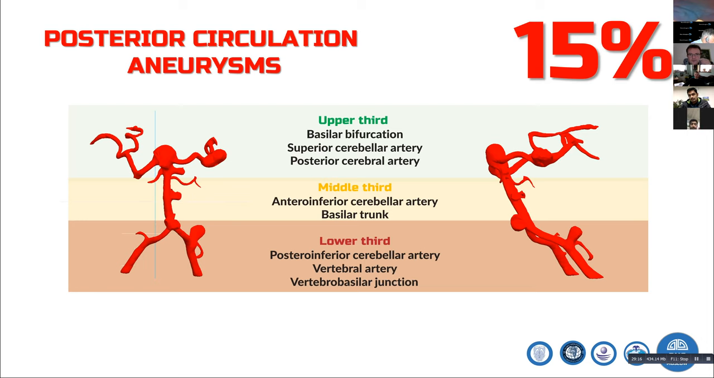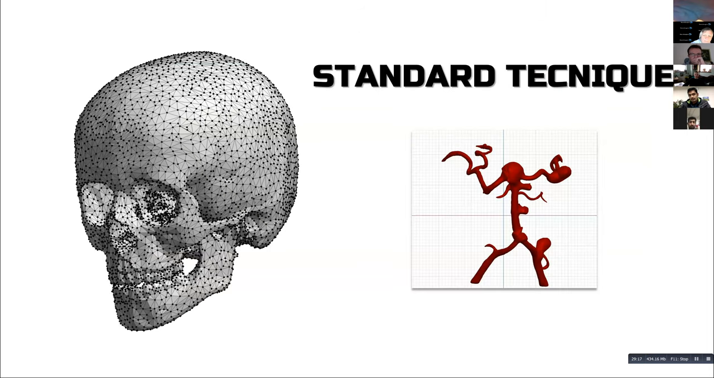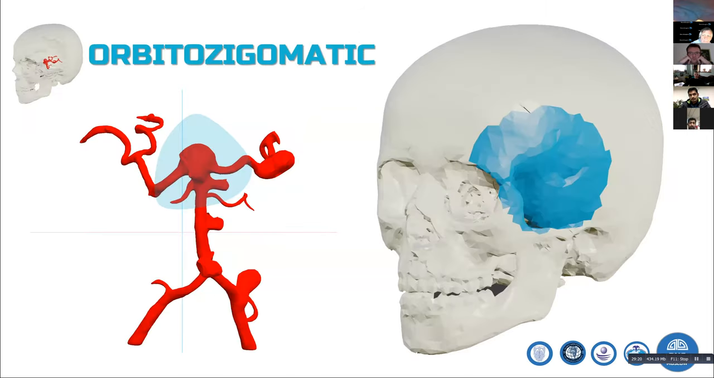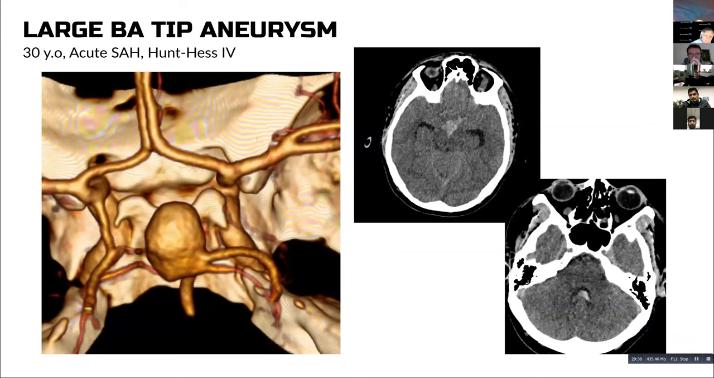So let's look at the standard techniques of microsurgery. We sometimes use the orbitozygomatic approach for the upper level, so we can reach the basilar tip aneurysm, the SCA aneurysm, sometimes the PCA proximal origin aneurysm, and so on. So here are some examples of our work.